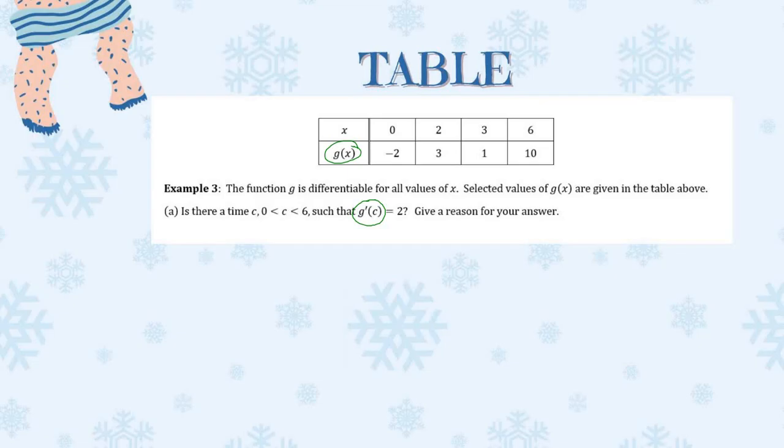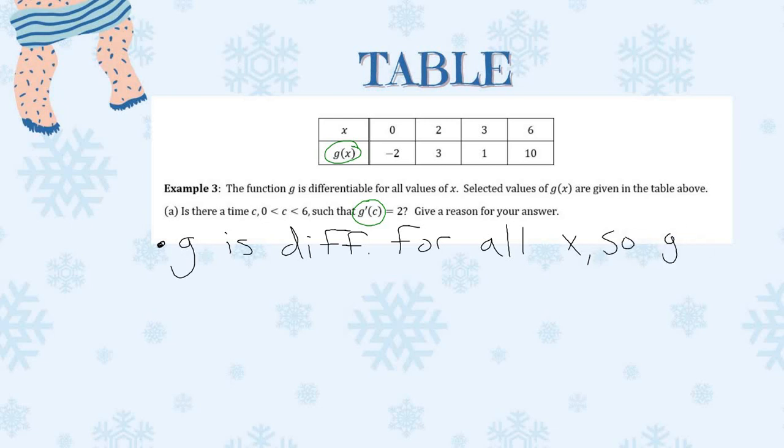So what are the two things that we have to say? Continuous. Do I know that? How do I know that? g is differentiable for all x, so g is also continuous for all x. Alright, so that is my condition. I have to meet my condition.